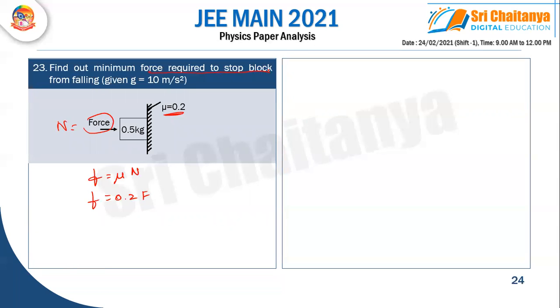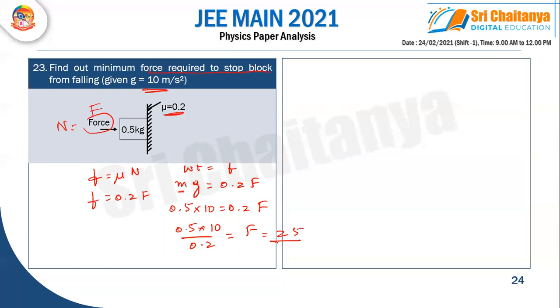Now, if this is the case, the weight should be equal to the friction force, so mg is equal to 0.2 F. I'm supposing this as force F. He has given the mass as 0.5 and g as 10, so 0.5 into 10 is equal to 0.2 F. So F is equal to 0.5 into 10 by 0.2, and I'm going to get this value as 25. We'll move on to the next question, please.